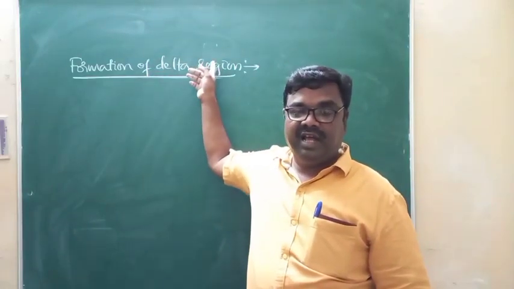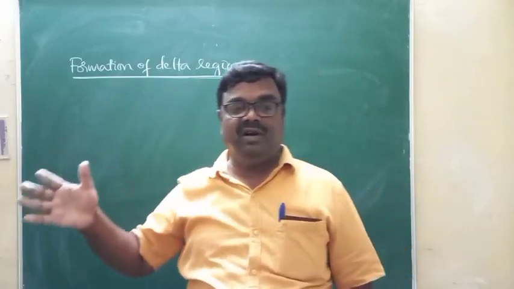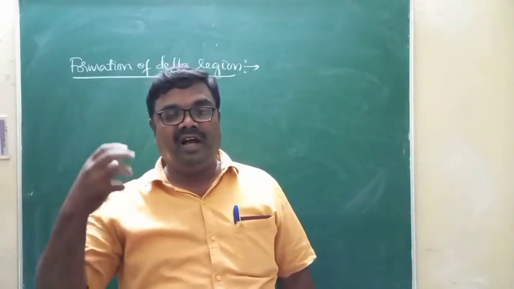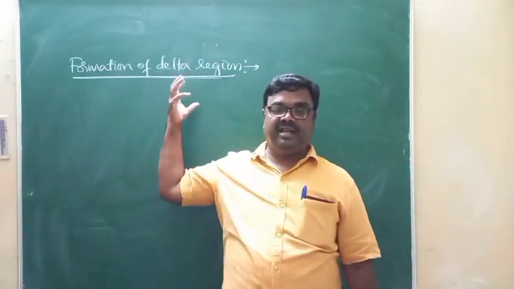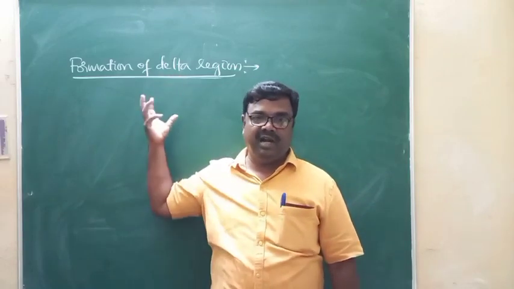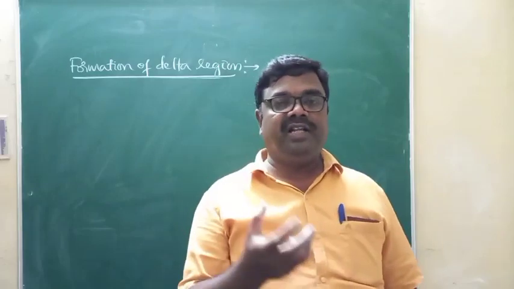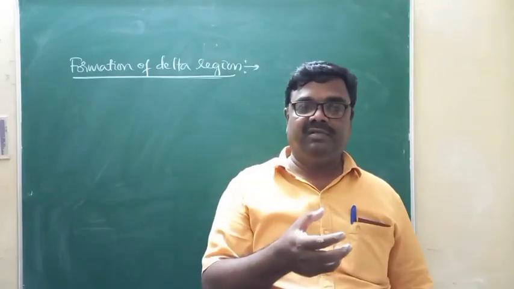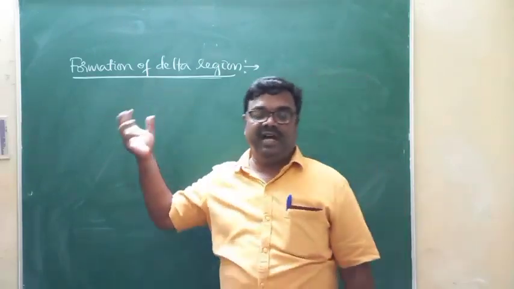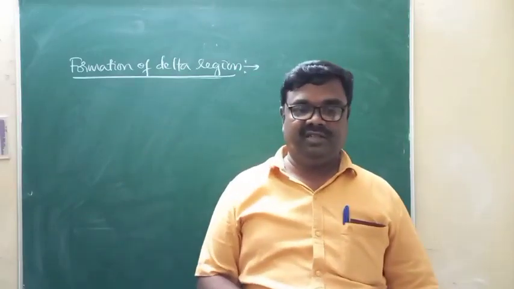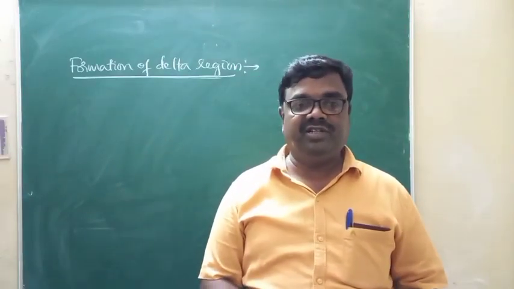That particular region where river water meets sea water will be characterized by a huge deposition of clay and mud, and that is due to the coagulation of colloidal mud particles present in river water by the electrolytes present in sea water. So this is what we call the formation of delta region.